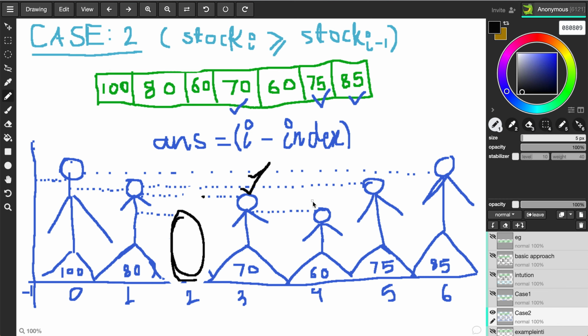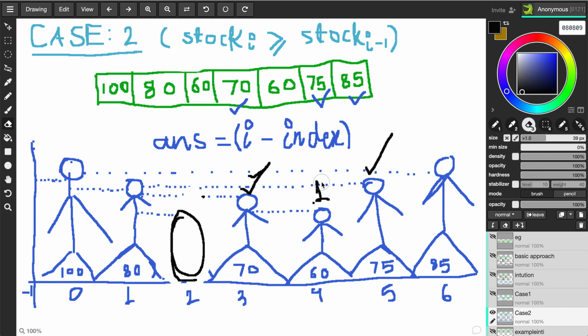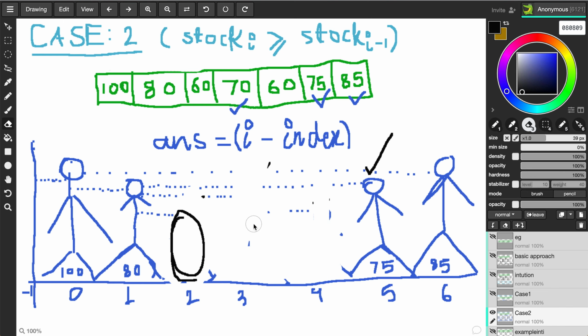If we talk about this person 60, we never need to go beyond this because its height is smaller than this one. So for this case, this is case 1, the answer would always be 1. Now as we saw another guy who is bigger than this person, what we can simply do is remove both of these people from the row, because they are not going to help us. They are no more relevant.